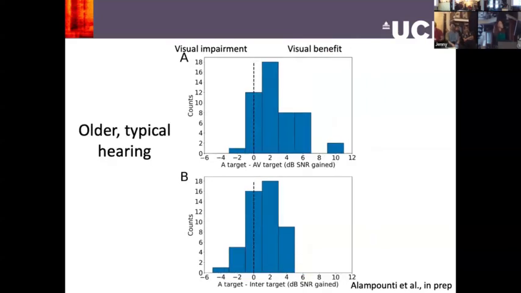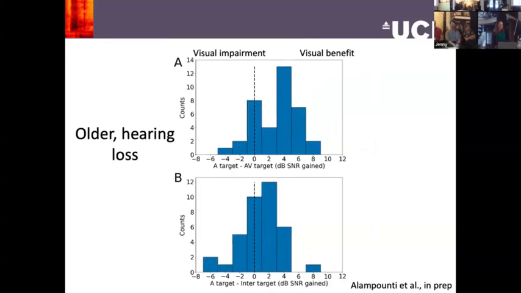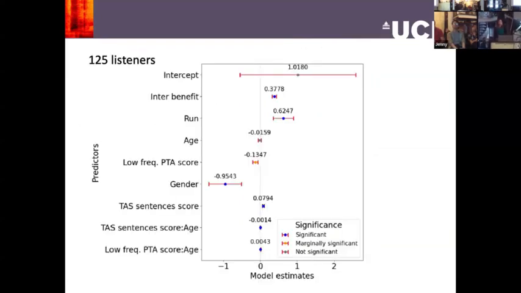We've tested older listeners who generally show smaller benefits, in people with hearing loss who seem to have perhaps slightly better ability to make use of the uninterrupted condition, and a reasonably similar proportion of people show some benefit, again not a very impressive benefit in this interrupted condition. And we've done some modelling to tease apart, with these 125 listeners, what things affect your ability to benefit from seeing a talker's face.